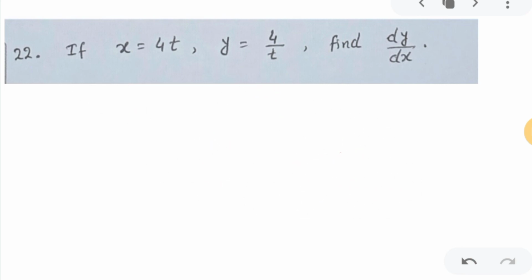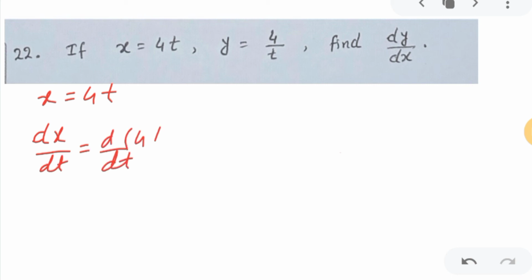So x is given as 4t. First I will find dx upon dt. So dx upon dt will be d upon dt, and in place of x you will write 4t. In the same way, 4 is constant and the derivative of t with respect to t will be 1, so it will be 4 only, correct. So dx upon dt we got as 4.